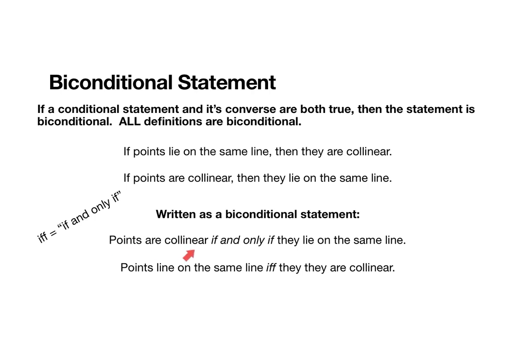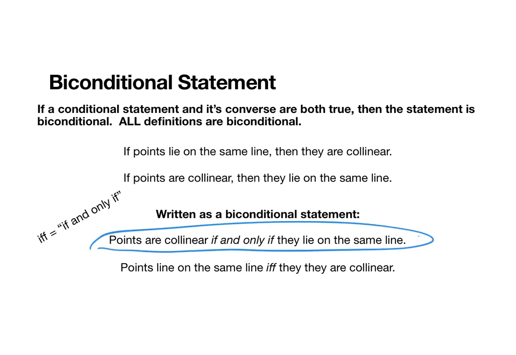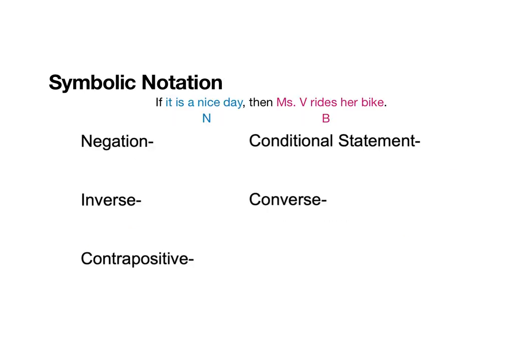So points are collinear, if and only if they lie on the same line. And this is shorthand for both of those statements. Now, mathematicians are essentially lazy writers, and they got sick of writing if and only if, so they abbreviate it IFF.